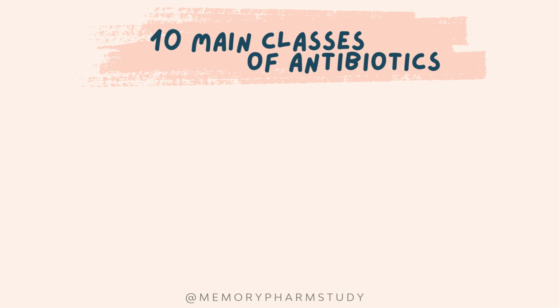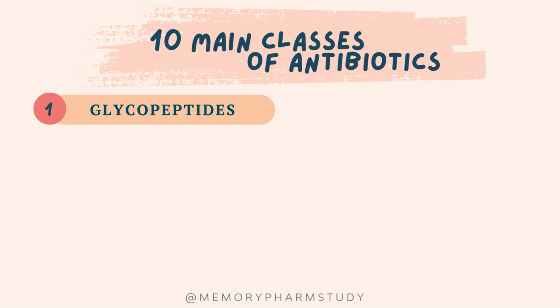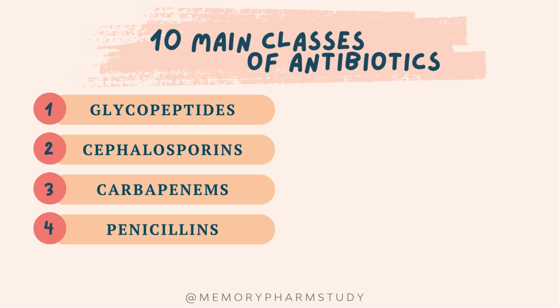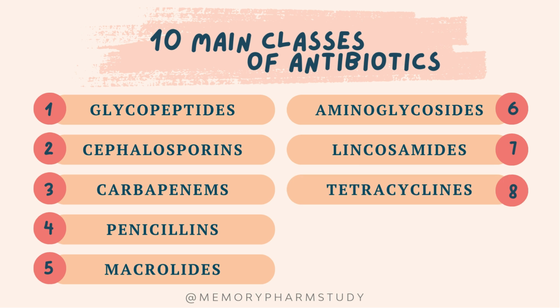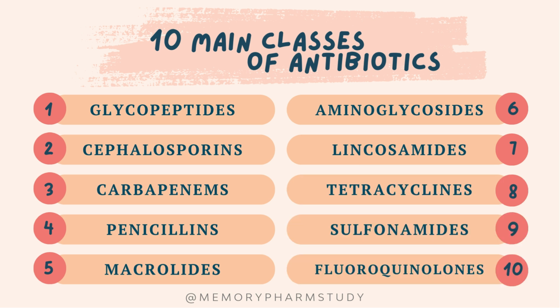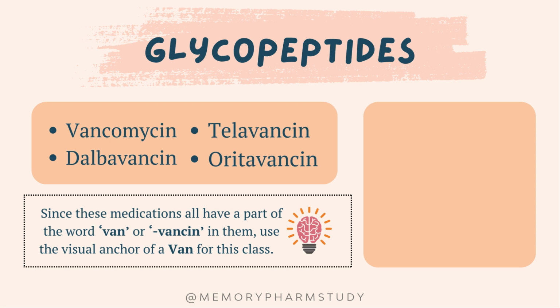The main antibiotic classes include glycopeptides, cephalosporins, carbapenems, penicillins, macrolides, aminoglycosides, lincosamides, tetracyclines, sulfonamides, and fluoroquinolones. Let's review them and their visual anchors one by one.